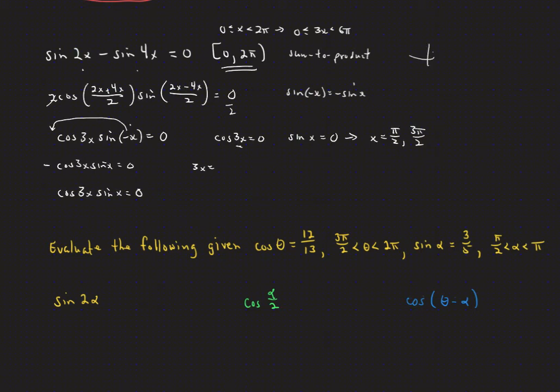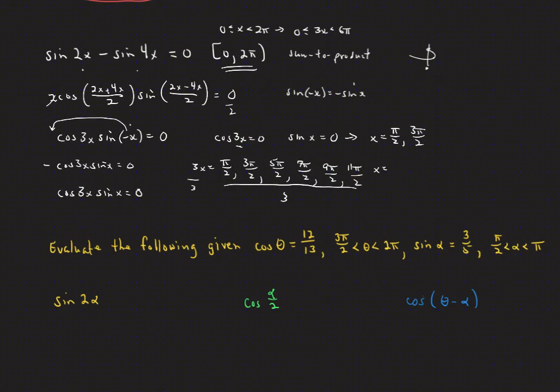So the first time around, cosine is going to be 0 at pi over 2 and 3 pi over 2. The next time around, we're going to add 2 pi to that, so that's 4 halves. So we'll get 5 pi over 2, and let's see, 4 halves plus 3 is 7 pi over 2. Then we'll add another 4 halves to those, making 9 pi over 2 and 11 pi over 2. All of those are going to get divided by 3.